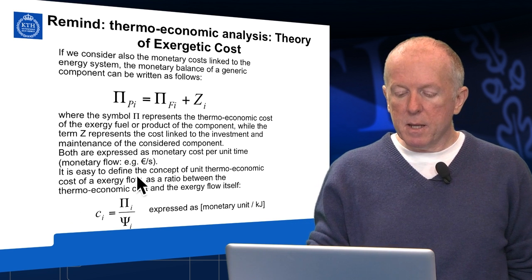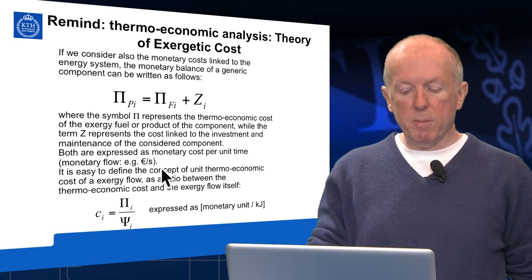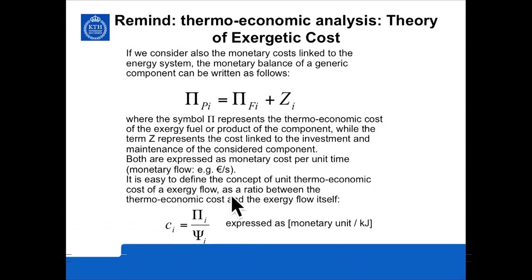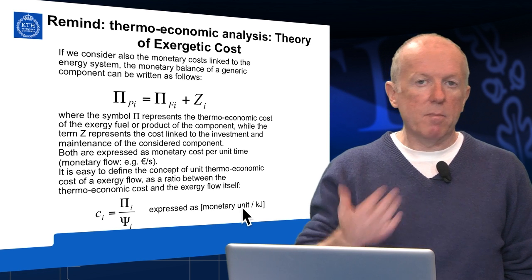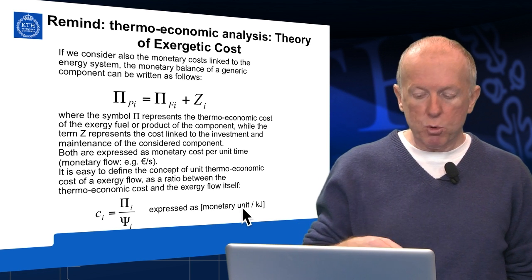So it is easy to define the concept of unit thermoeconomic cost of an exergy flow as a ratio between the thermoeconomic cost, P Greek, and the exergy flow itself. So the unit thermoeconomic cost of a flow i, let's say c_i, is equal to the thermoeconomic cost of the flow i divided by the exergy flow of the flow i. It is expressed in terms of monetary unit, let's say euro or dollar per kilojoule.